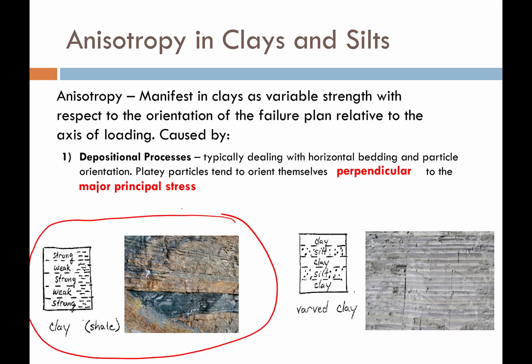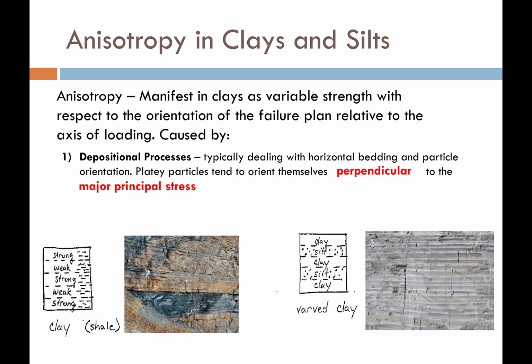So oftentimes when we see shale, we see depositions that look like this, where we have a strong shale layer and then a weak layer, and then a strong layer and then a weak layer. You can see right here, strong, weak, strong. There's a little weak one right there.